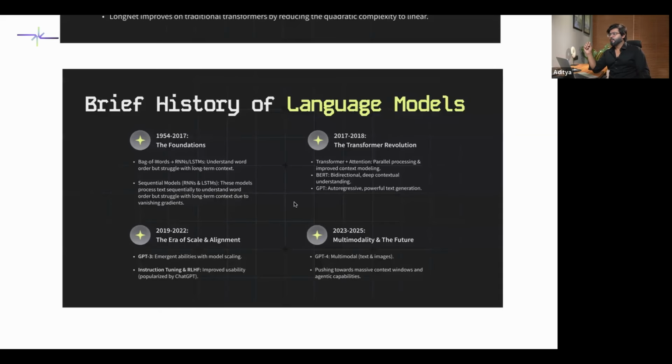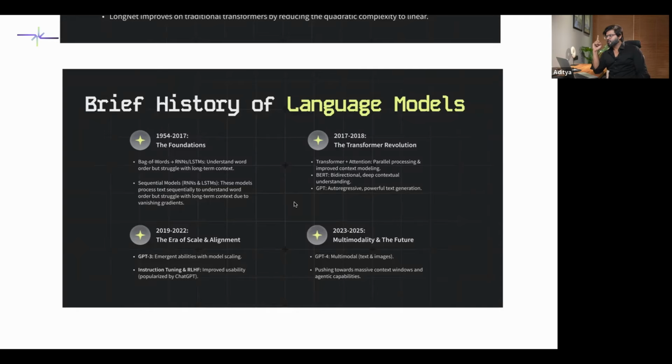From 2019 to 22, we had the concept of scale and alignment. You have GPT-3, 175 billion parameters. It showed the kind of capabilities we can have by simply scaling it up. And then there was instruction tuning and reinforcement learning from human feedback. That made models follow user instructions better.